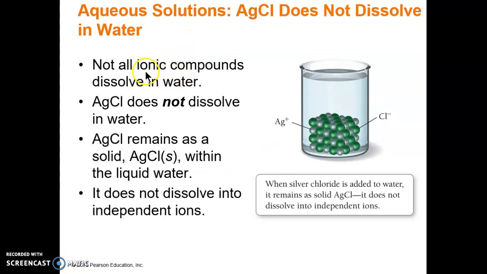So not all ionic compounds dissolve in water. This is why we're going to be looking at the solubility rules in a little bit. So AgCl is considered to be insoluble, and so it would remain a solid chunk in water. Maybe a teeny tiny bit would dissociate into ions, but not enough to really count.